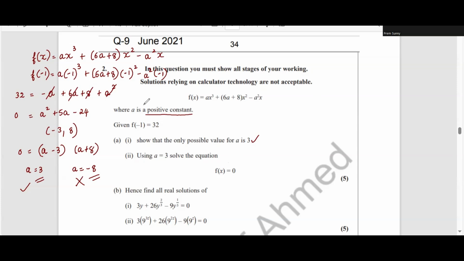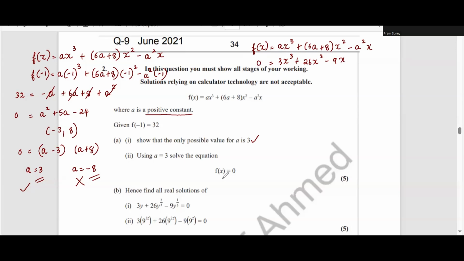Now what we need to do is, in this equation, wherever we have a, we will replace it with 3. So my f of x was ax cube plus (6a plus 8)x squared minus a squared x. Replacing a with 3, this becomes 3x cube plus 6 into 3 is 18, 18 plus 8 is 26, 26x squared minus 3 squared, which is 9, 9x, equal to 0.